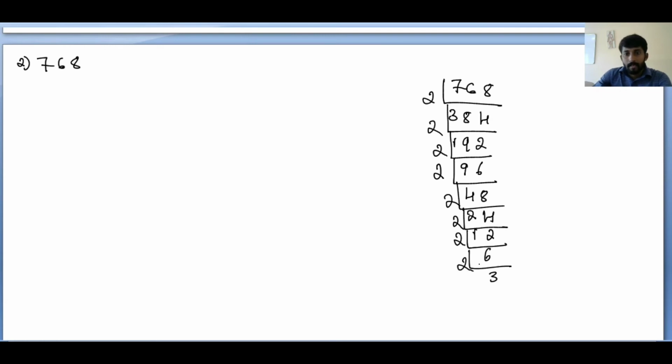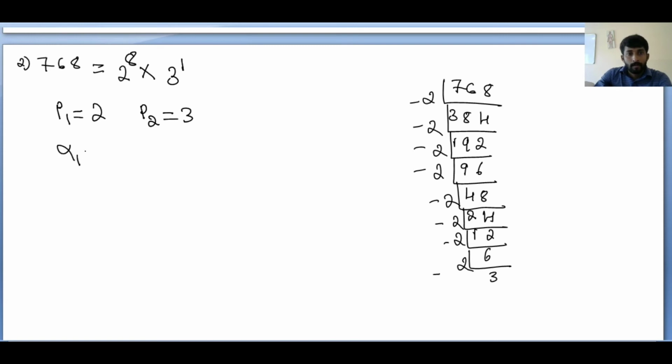So you can write 768 is equal to how many times 2 is there? 1, 2, 3, 4, 5, 6, 7, 8. So here you need to write 2 to the power 8 into 3 to the power only 1. So here P1 value is equal to 2, P2 value is equal to 3, and what's the value of alpha 1? Alpha 1 is equal to 8. Alpha 2 is equal to the power of the second prime number, that is 1. Okay, so write the formula.